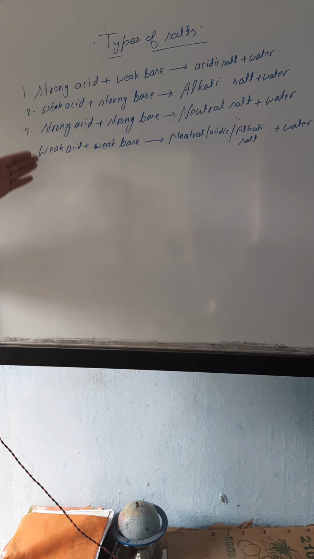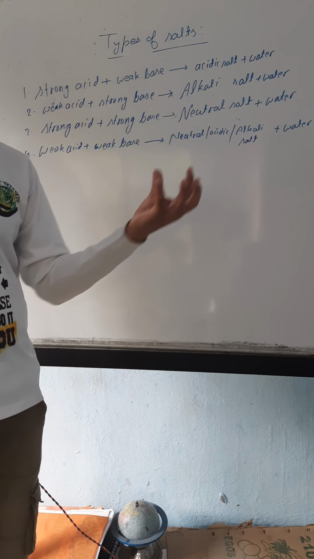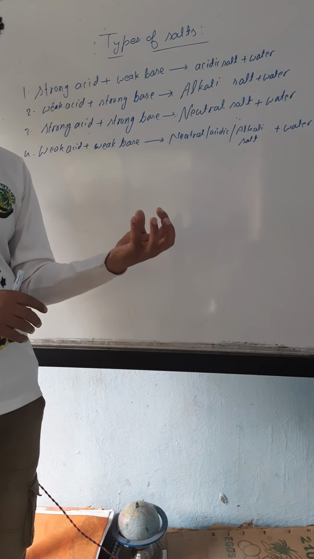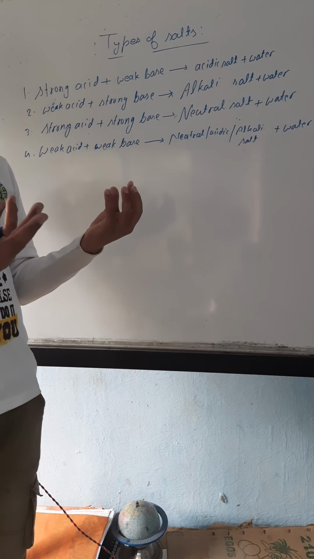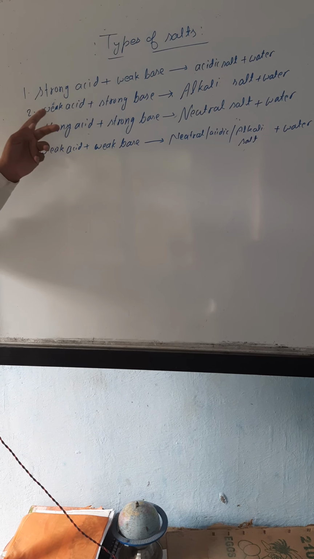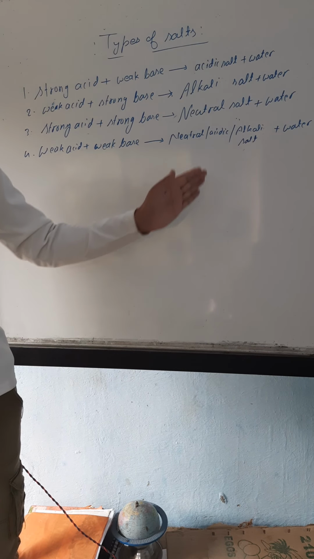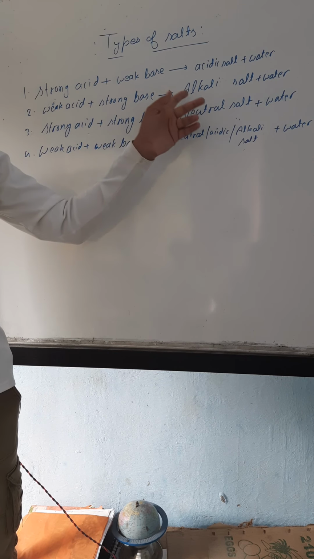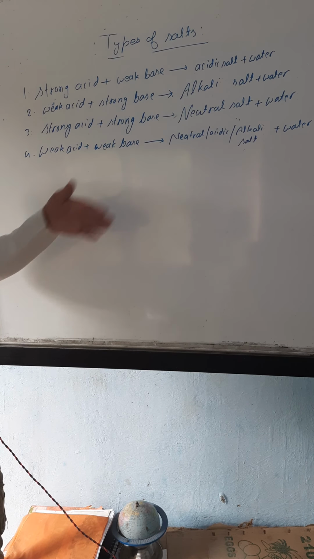Yes or not? Similarly, if you are taking a weak acid, weak acid meaning the pH value is around 6, 5, etc., and a strong base, meaning the pH value is around 14 or 13, that is what we are talking about now. When we take a weak acid and a strong base, they again form a salt, but the salt will have more OH negative ions. So it will be an alkali salt, meaning a basic salt, plus water.